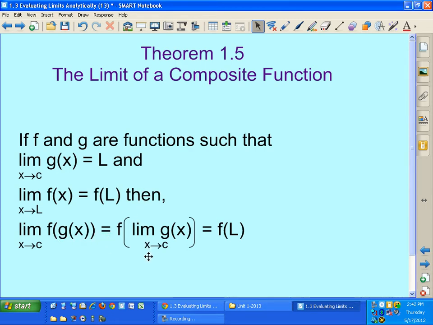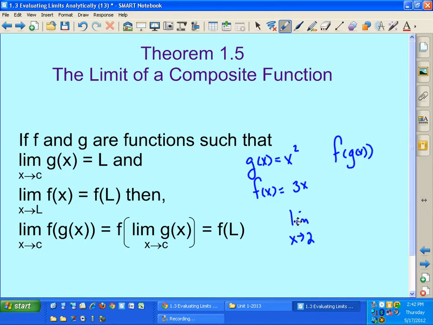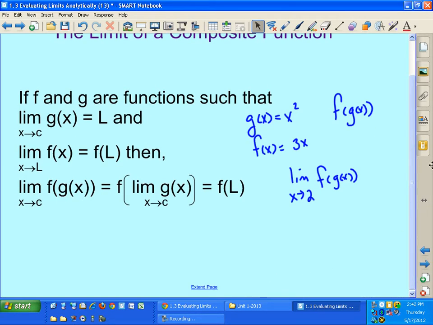You could do something like this: if g of x was x squared, and f of x is, say, 3x. If we went f of g of x, and we wanted to find the limit as x approaches 2 of f of g of x, I could do this in two steps if I like. I could do the limit as x approaches 2 of g of x, and find out that the answer for that is 4 by plugging in 2 here. And then I would do the limit as x approaches 4 of f of x, which would get me 12. And that would be the answer that I was looking for.